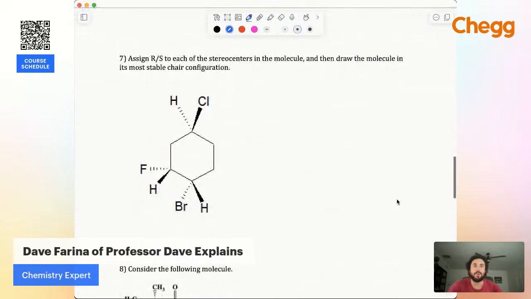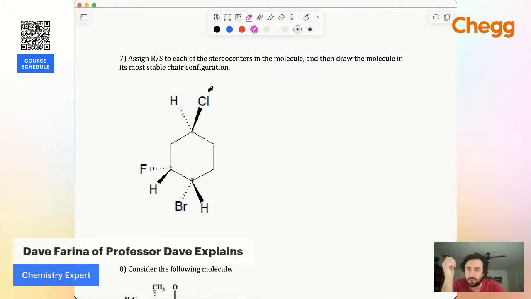Now, okay, so let's combine this with the chair stuff that we were doing. So we're going to want to assign R and S to each of the stereocenters in the molecule, and then draw the molecule in its most stable chair configuration. So we have 3 chiral centers, right? We've got this one, we've got this one, we've got this one. So let's do these one at a time.